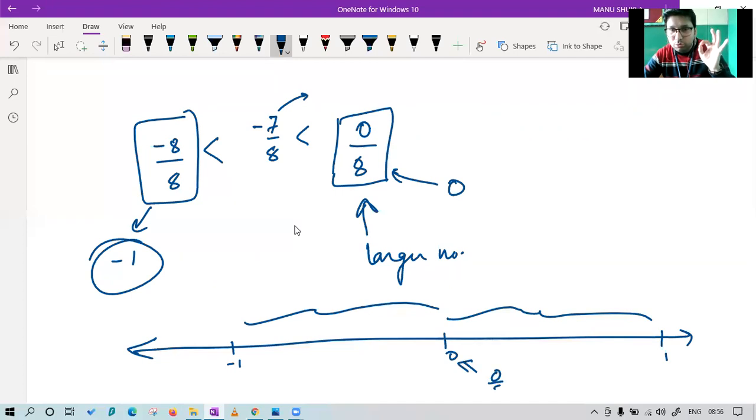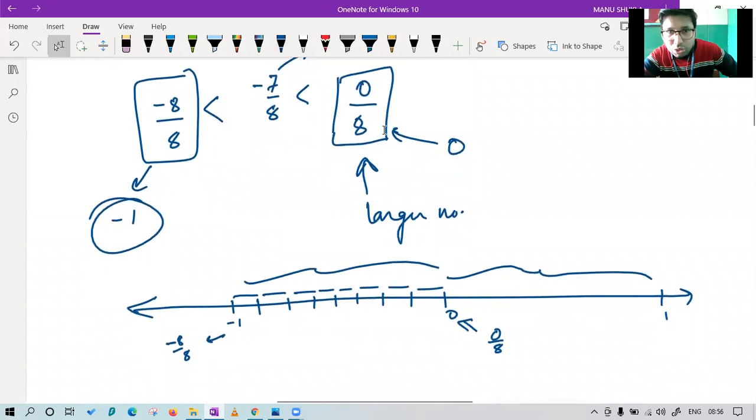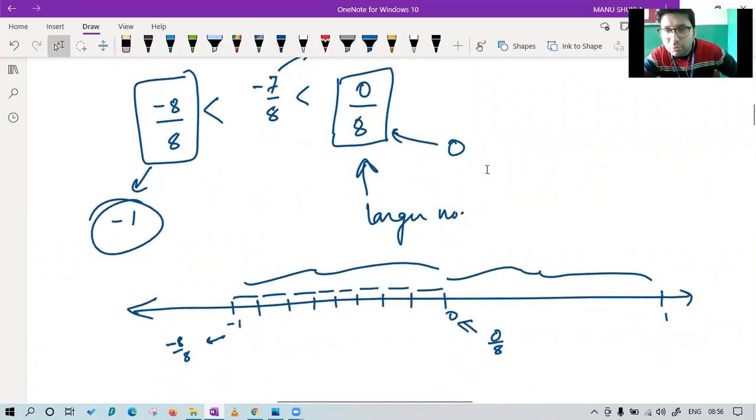Now, we will make divisions for this. This is your 0 upon 8. This is your minus 8 upon 8. Now we have to make 8 divisions. So we will draw 7 lines. 1, 2, 3, 4, 5, 6, 7. And you can count now. 1, 2, 3, 4, 5, 6, 7, 8. There are 8 divisions. Now I think it is fine. Please confirm. So I have divided the interval in 8 equal parts.